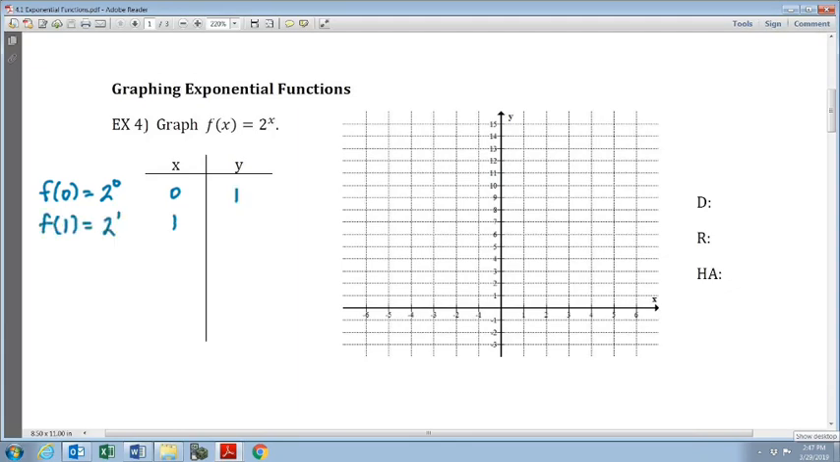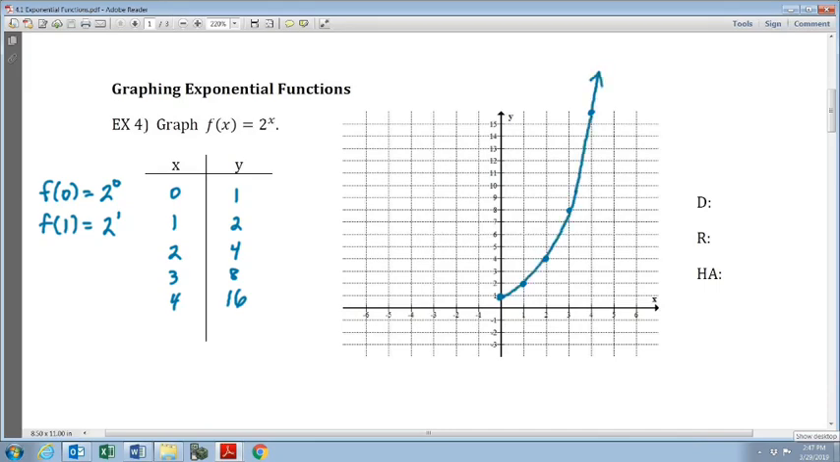And f of 1 would be 2 to the 1 power, which is 2. If we plug in 2, of course 2 squared is 4. If we let x be 3, 2 to the 3rd power would be 8. And if we let x be 4, you would get 16. You just keep multiplying by another 2. And so the graph's going to look something like this on the right. You can see this thing is really growing fast.